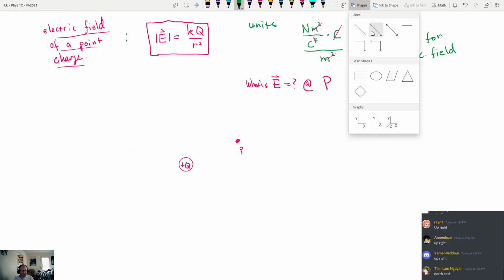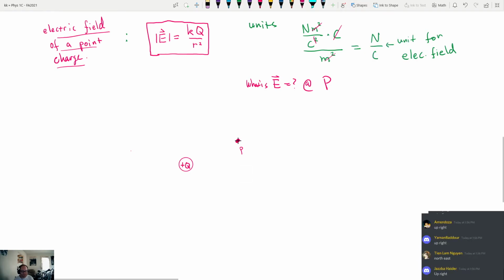Up and to the right. Everyone's starting to say the right answer. Northeast, also a good answer. So we draw a line directly from the center of the charge out to this point, and boom, we've got our electric field vector. Now, the reason why it's a vector field is because I can come to any point, like over here, and I can do the exact same thing. I know over here it points this way. I know if I come up here, it goes that way, right?